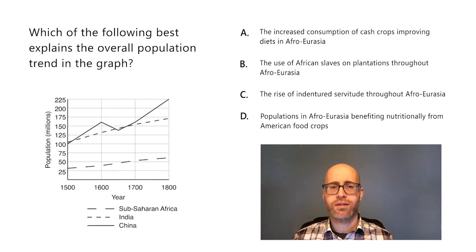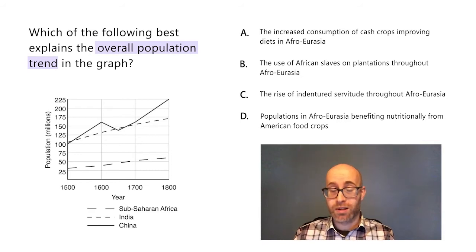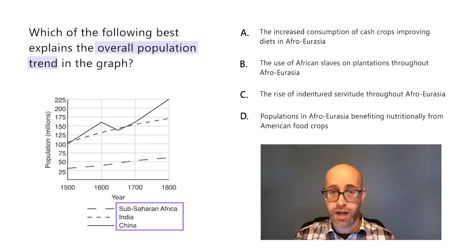The question asked you to identify the factor that best explains the overall population trend shown in the graph. Now we can start with a little bit of logic. Overall, the trends are up. The populations are increasing in all 3 places over time.